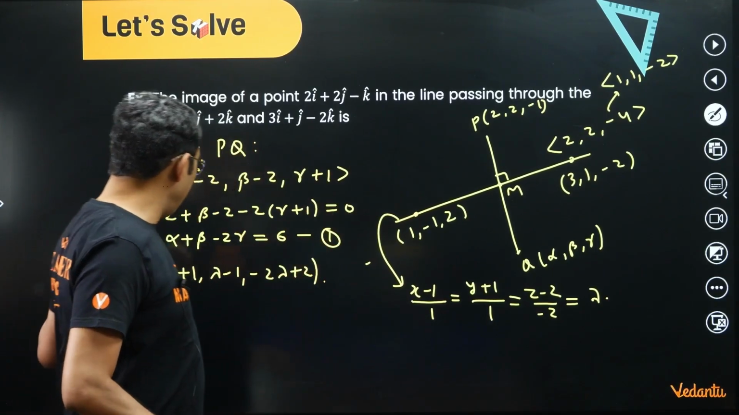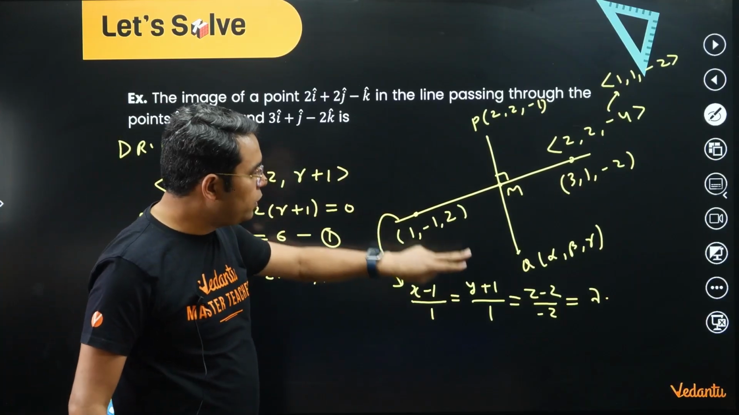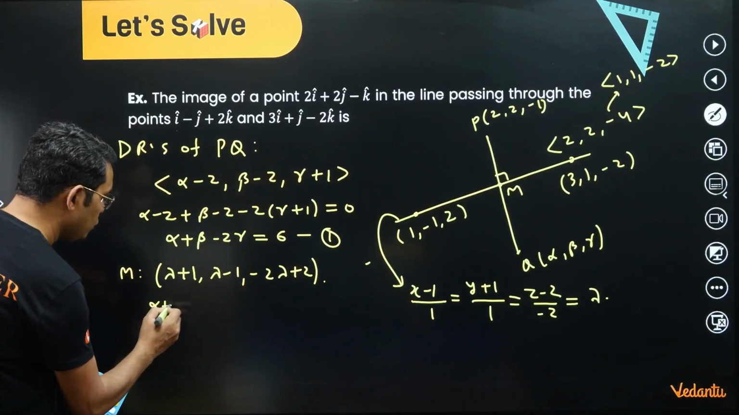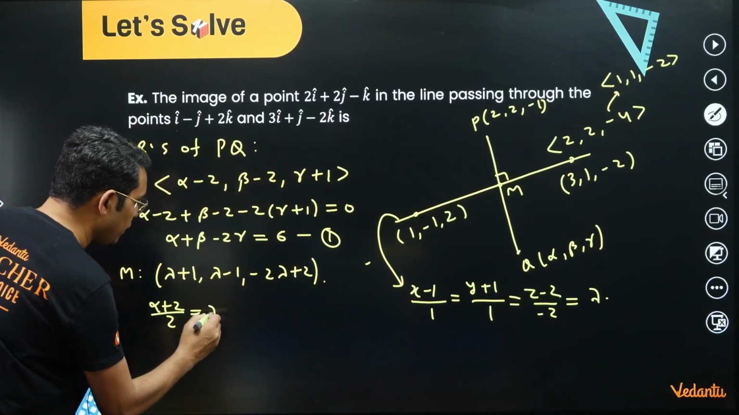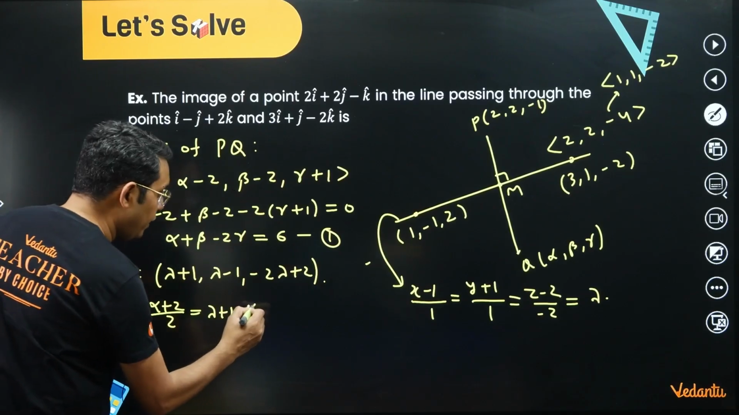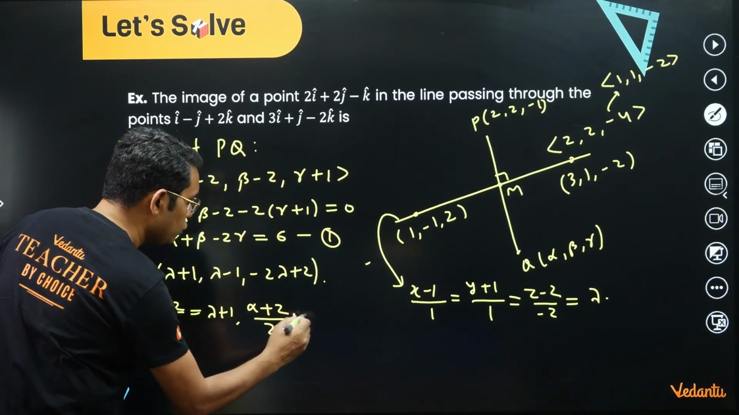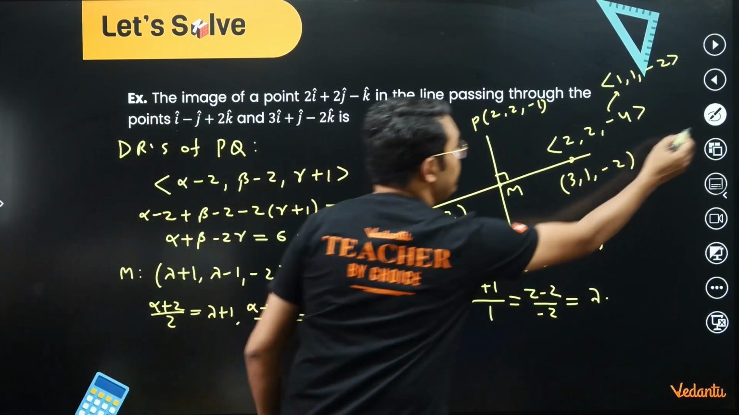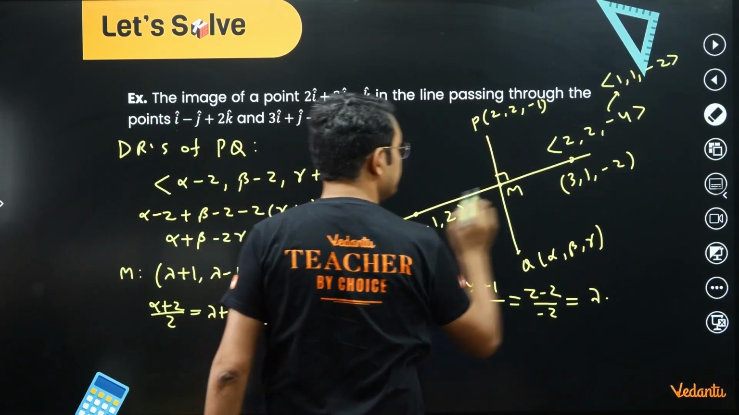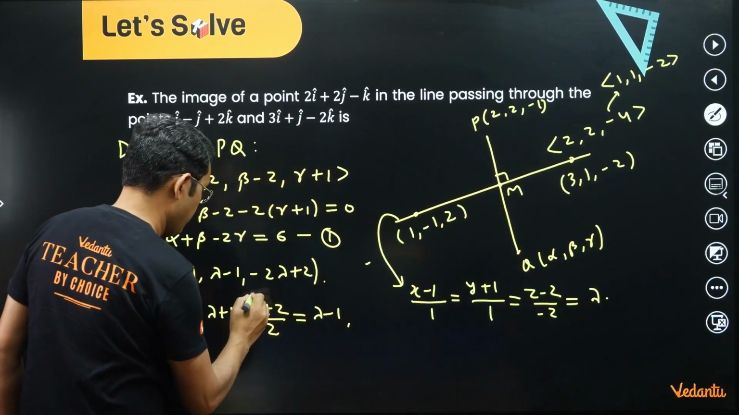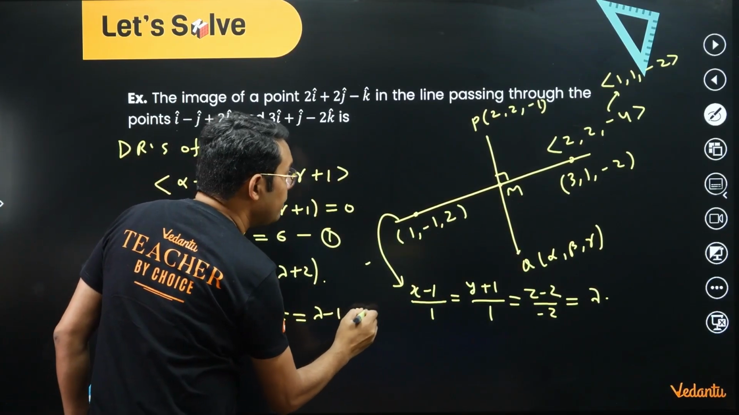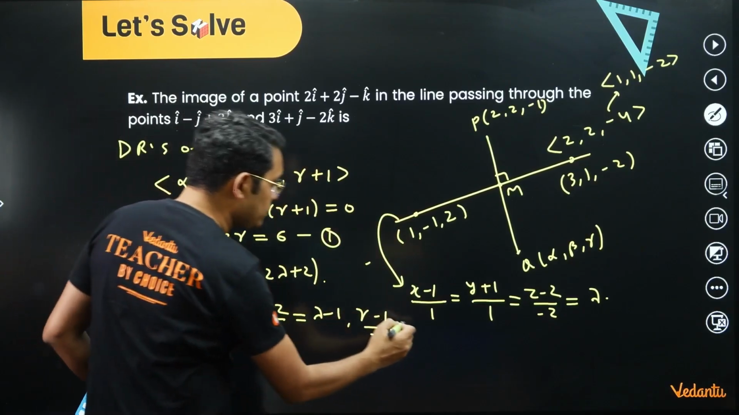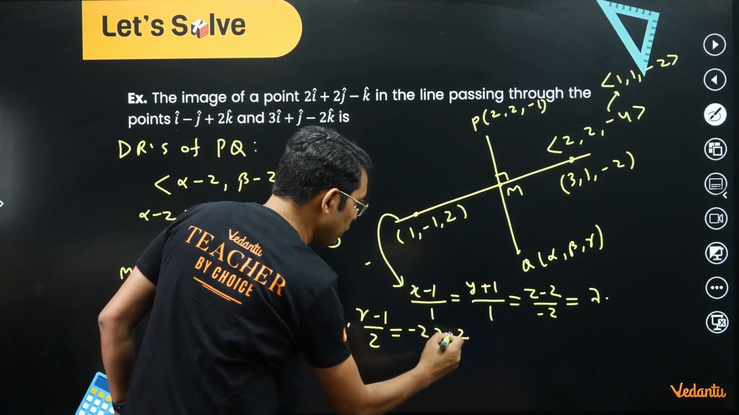Now for certain value of lambda, the midpoint of PQ should be equal to the point M, which means alpha plus 2 upon 2 should be equal to lambda plus 1. Beta plus 2 upon 2 should be equal to lambda minus 1, and not alpha, this will be beta this time. And last, gamma minus 1 by 2 will be equal to minus 2 lambda plus 2.